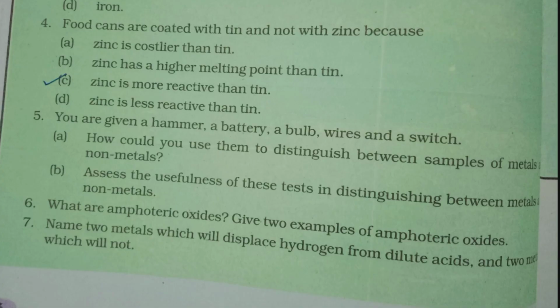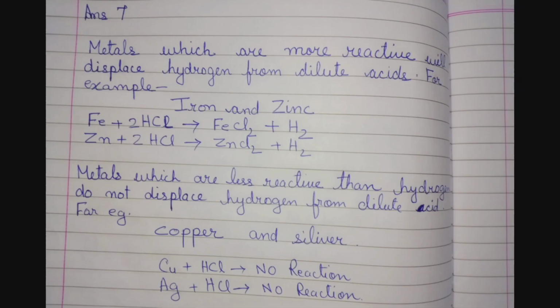Question number 7. Name 2 metals which will displace hydrogen from dilute acids and 2 metals which will not. So let's see the answer to question number 7. Metals which are more reactive will displace hydrogen from dilute acid. For example, iron and zinc. Fe plus 2HCl gives FeCl2 plus H2. Then Zn plus 2HCl will give ZnCl2 plus H2.